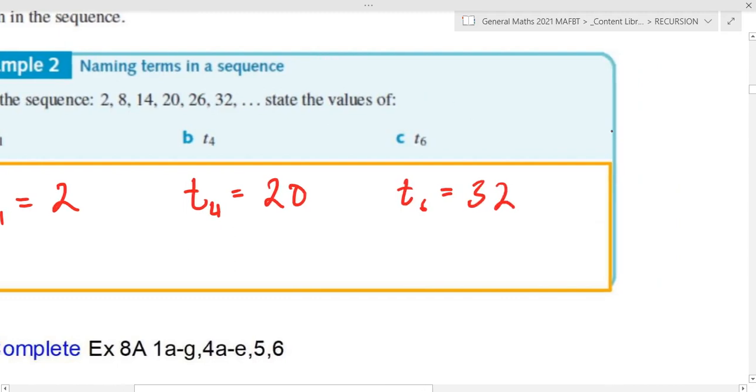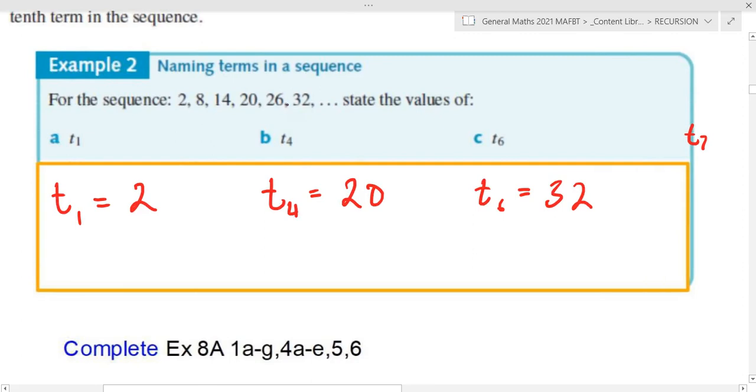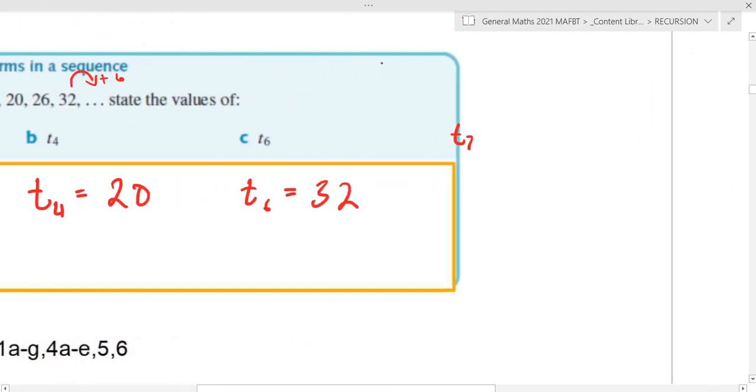I'm going to add one more here. What is T7? Why 38, Keaton? Because the rule is plus 6. Good, so the rule is plus 6 each time. So that means the next number, T7, should be 38, which is correct. And then if I ask you T9, T10, you're just going to keep adding 6 each time.